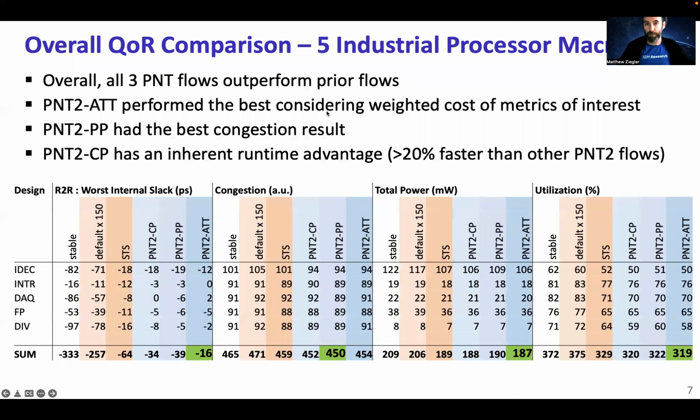Now, overall, when we run this against 5 industrial macros, we see all PNT flows outperform our current tuning approach. We see that the attraction mode generally performs the best in terms of QOR. The preplace mode is the best in terms of congestion. And the checkpoint mode, although the QOR is not quite as good as the other modes, is actually faster than the other modes because it doesn't have to run the second phase of the flow the entire way. It can restart at the checkpoint.